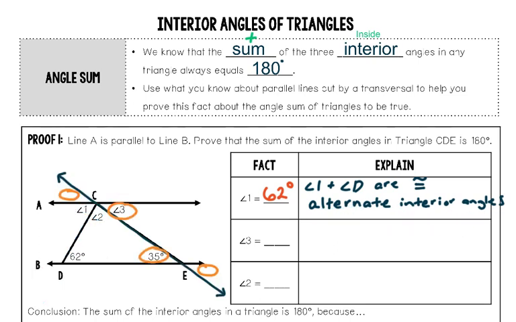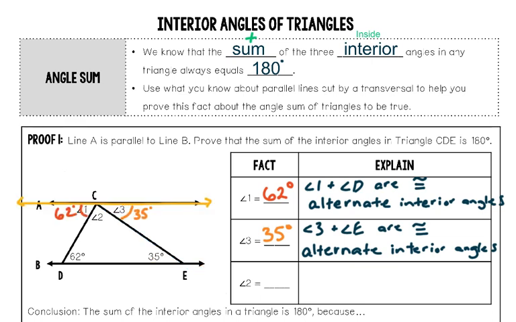We can do the same thing on the other side, looking at a transversal cutting through the parallel lines this way to determine the measure of angle 3. Can you look at this picture and tell me the measure of angle 3? You should be able to see that 35 degrees matches with angle 3, and it's for the same reason. Angle 3 and this 35 degree angle are alternate interior angles, just like the other ones were for angle 1.